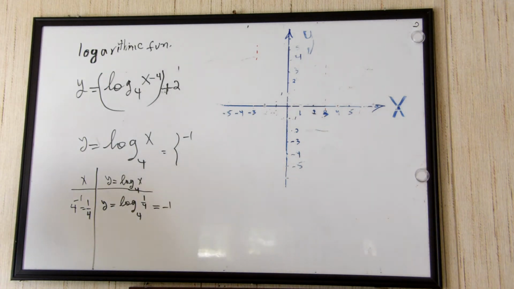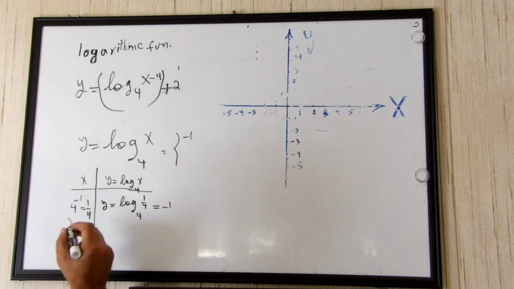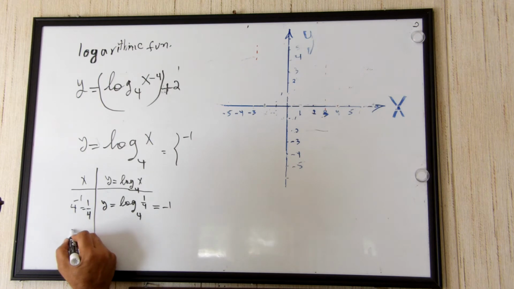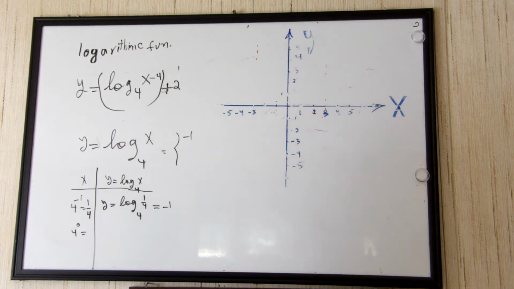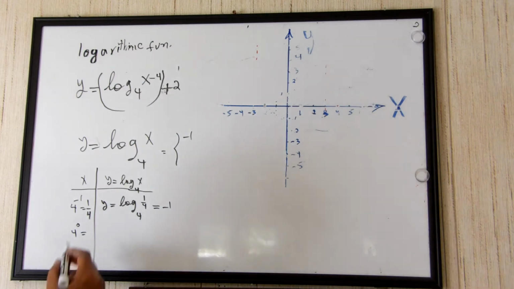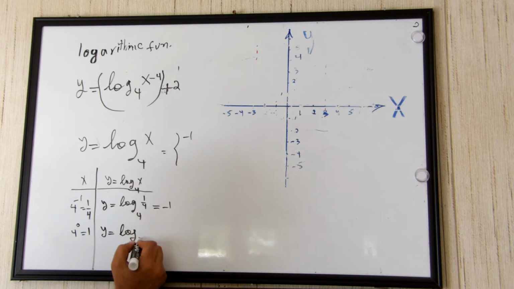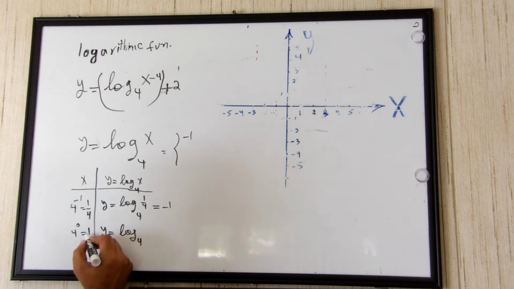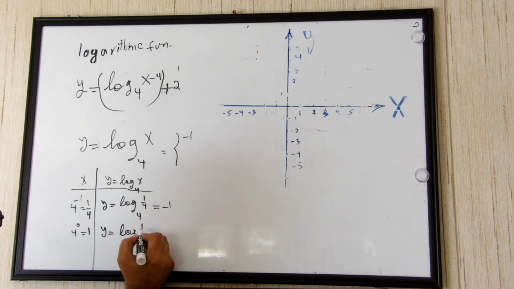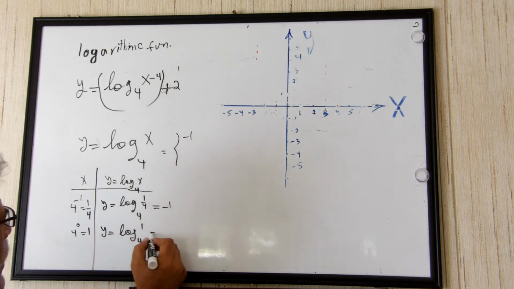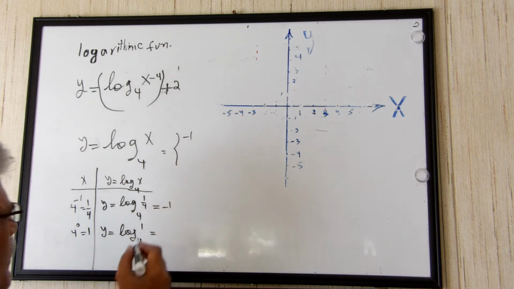So, and then we say 4 to the power of 0. We find 3 points. 3 points is good enough for us. 4 to the power of 0 is going to be 1. Any number to the power of 0 is going to be 1. For y equals log base 4 of x, x is going to be 1. And 4 to the what power is going to be 1? It is going to be 0.